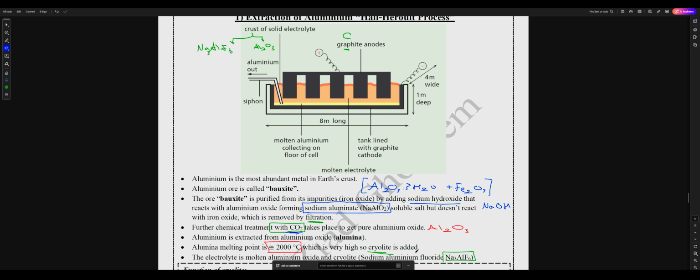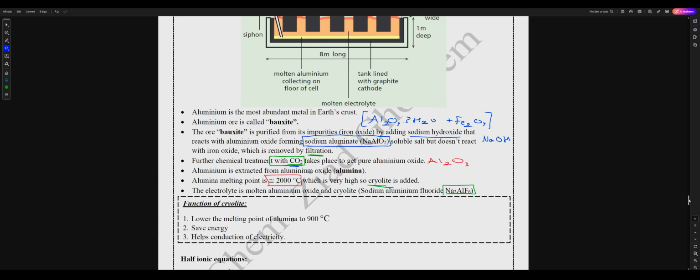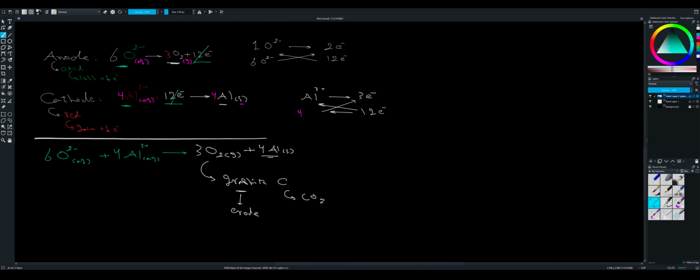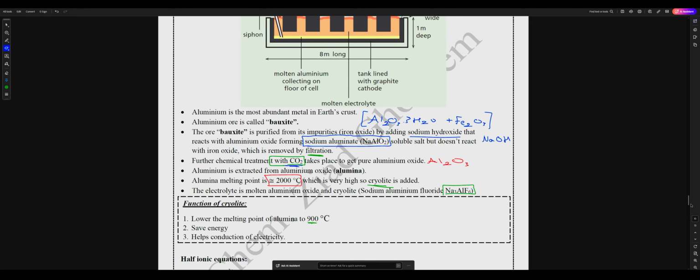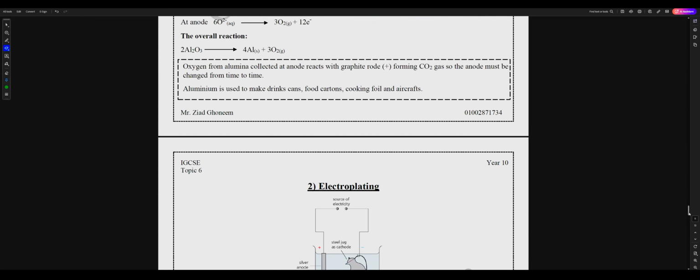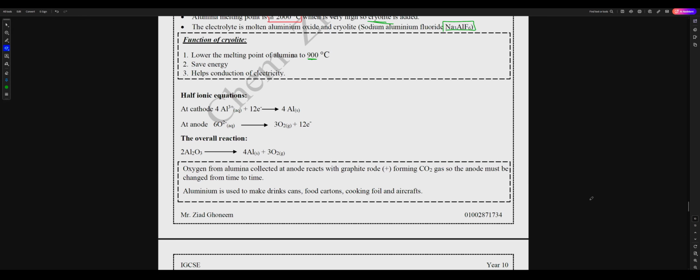What's the point of the electrolyte? It is to lower the melting point of aluminum oxide from approximately 2000 degrees to around 900 degrees centigrade, save energy, and help with the conduction of electricity. We talked about the half ionic equations, the full ionic equation, and the effect of oxygen forming on the electrodes. In the next video, hopefully that one will come out soon, we're going to talk about the refining of copper and electroplating.